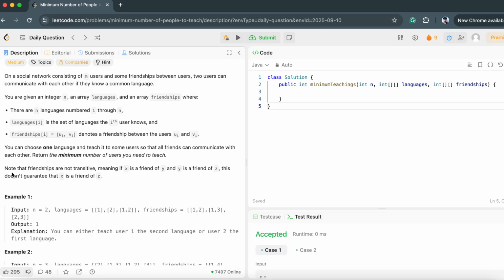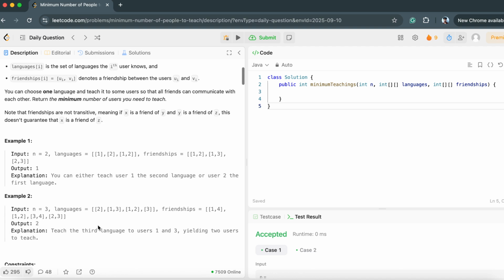Here there is another note. Note that friendships are not transitive, meaning if X is a friend of Y and Y is a friend of Z, then this doesn't guarantee that X is a friend of Z. Okay, I guess the question is clear, but let us look into these examples as well.